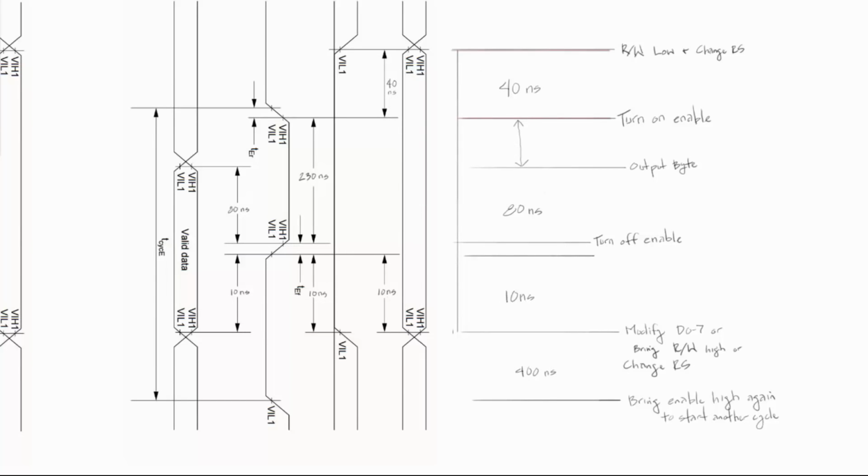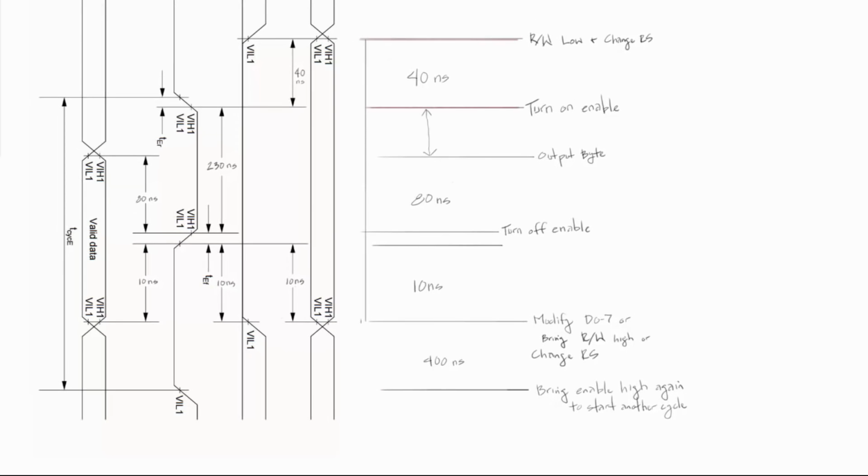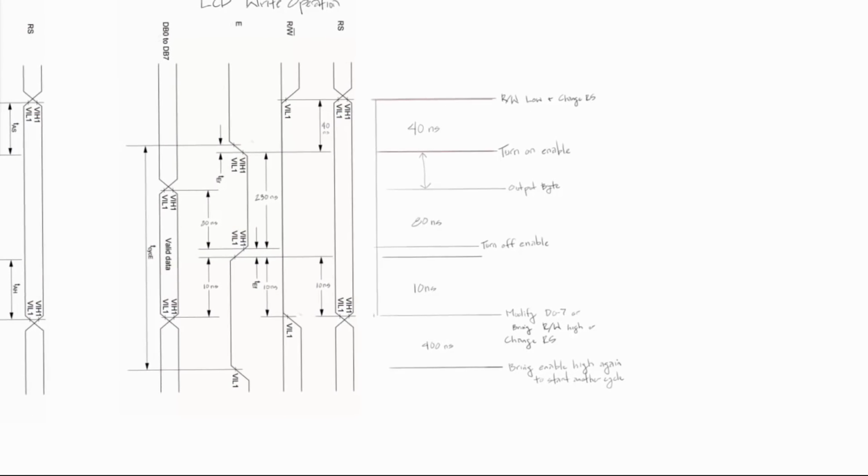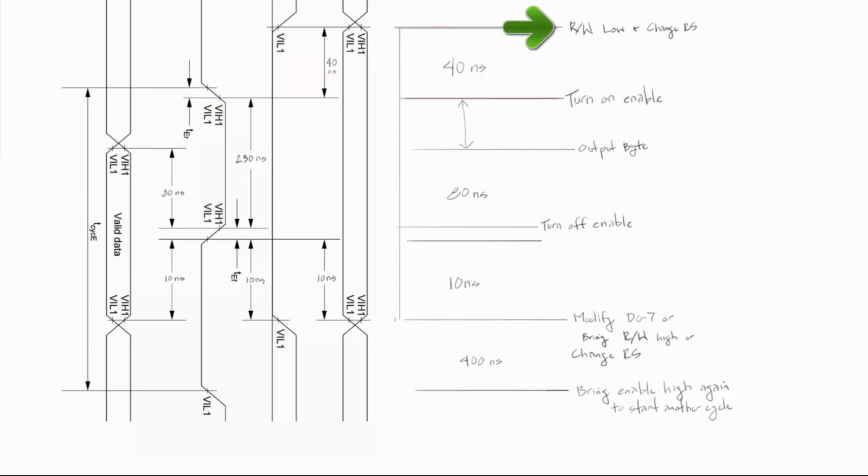So in our code, we can just take a look at this order of operations from a timing diagram, and we know that for the write cycle operation, we first have to make the change for the read-write to go into the write mode, which is low, and then change the register select to be in the correct mode, either in command mode or outputting a character mode. Then we have to wait 40 nanoseconds minimum. So in our code, we'll just have some kind of delay there.